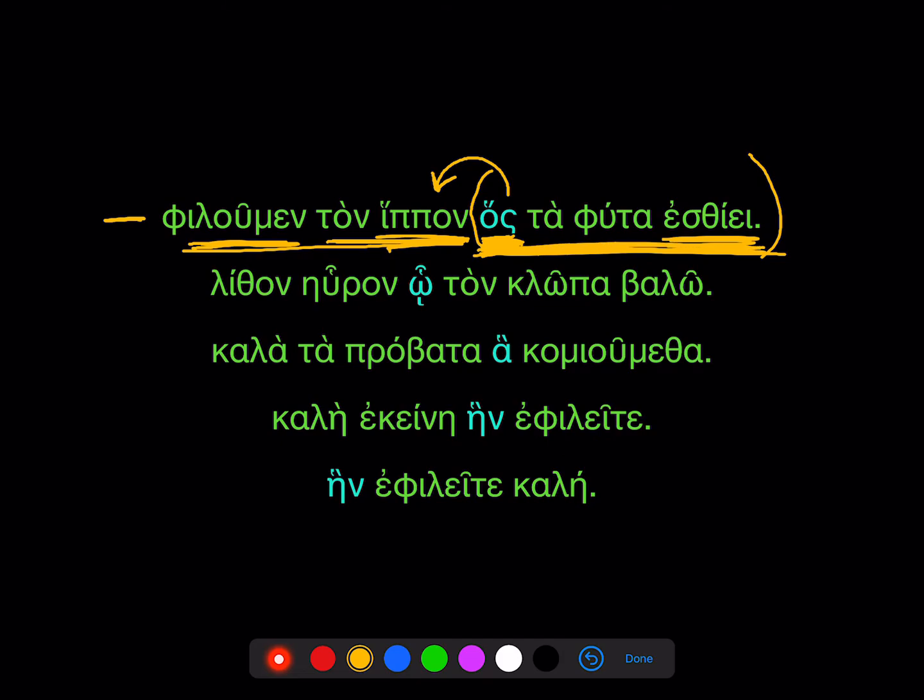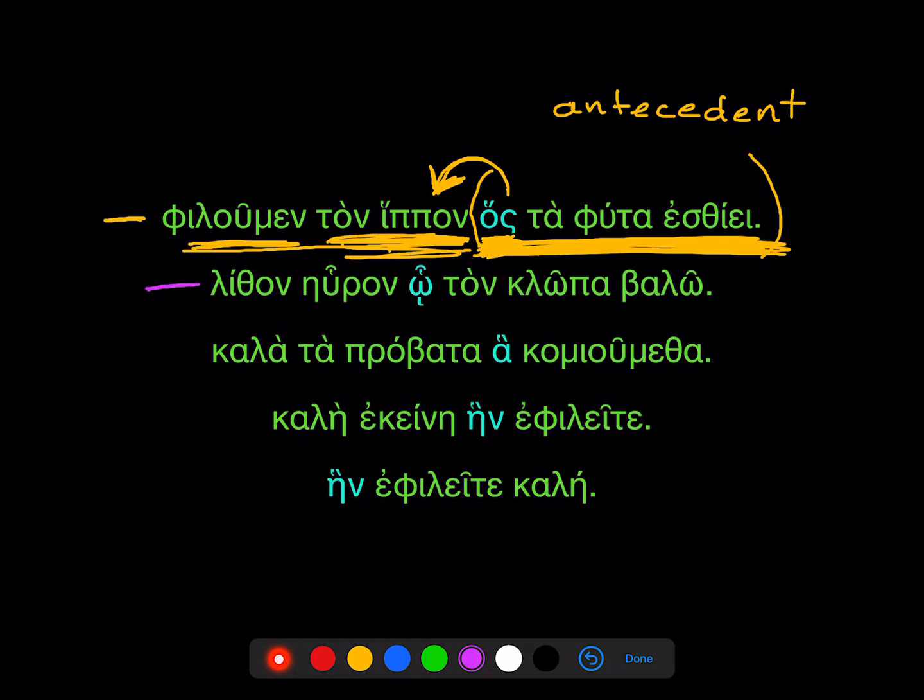Okay, so we're going to call ton hippon the antecedent of the relative pronoun. It's the noun that the relative pronoun refers to. And relative pronouns, like hos here, will agree with their antecedent in gender and number, but they're going to take their case from what they do inside their own clause. Let's look at more examples.